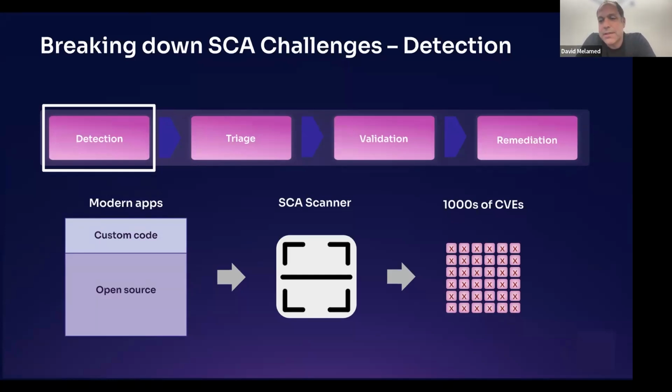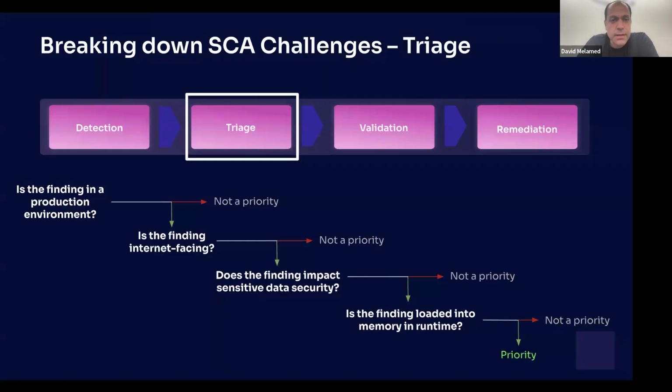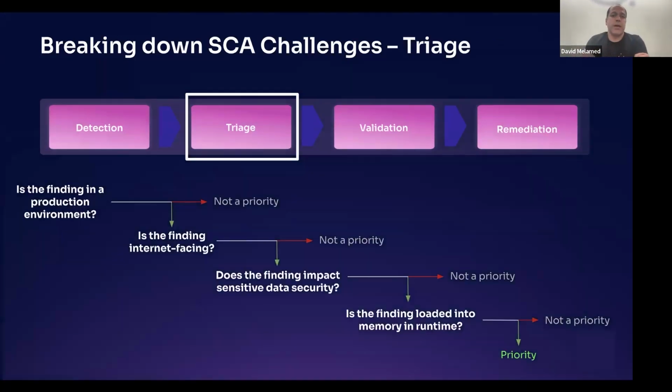That's a problem because it can be extremely time consuming to understand which ones are relevant and which ones are not, which are the ones that you want to fix and which are the ones that you can ignore. So once you detect, you have all these CVEs in your list. The next stage is triage. You need to understand which ones are really important for you to fix. So how do you know something is a priority?